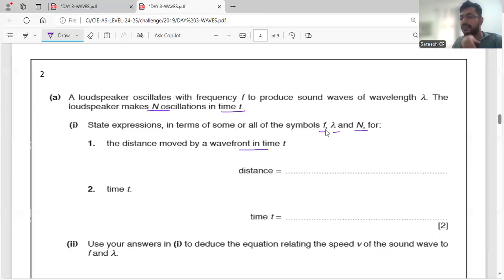So if it produces n oscillations in time t, it produces n lambda. When one wave is produced, the distance traveled by the wave is equal to lambda. So if there are n waves produced, the distance traveled is n times lambda. Okay, n lambda.